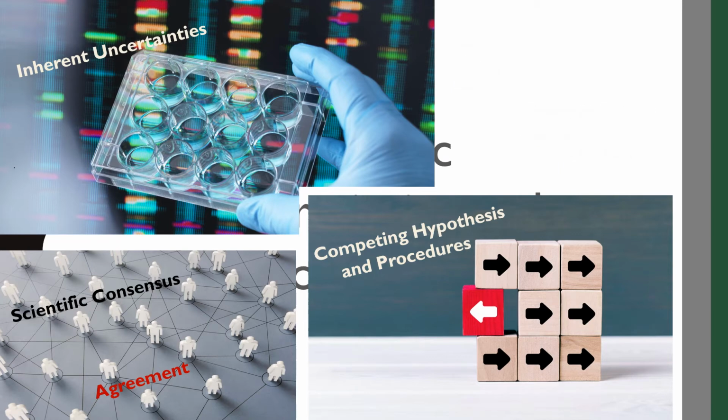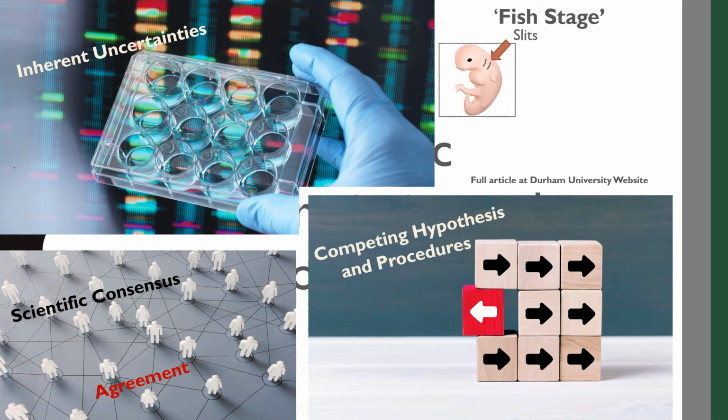For example, in the 18th century, a well-accepted scientific theory was that the human embryos pass through a fish stage in their development. The reason for such a persuasive theory was that in their early development, human embryos do have slits in their necks that look very much like fish gills. The evidence and knowledge available at the time made the theory persuasive and acceptable.